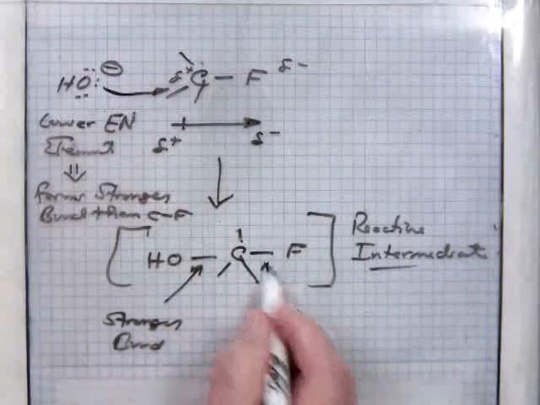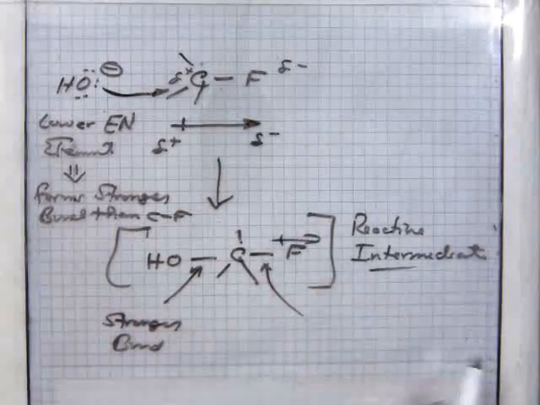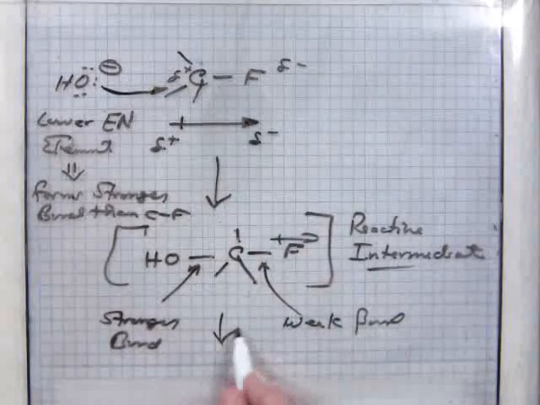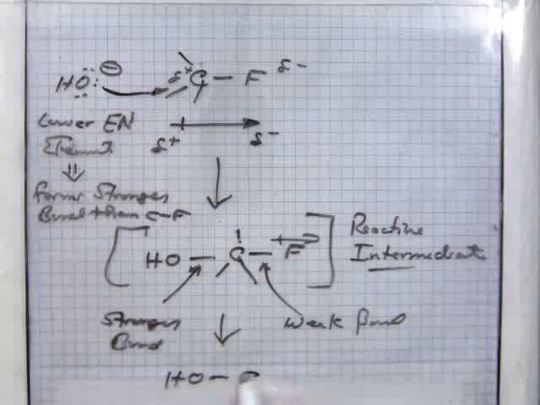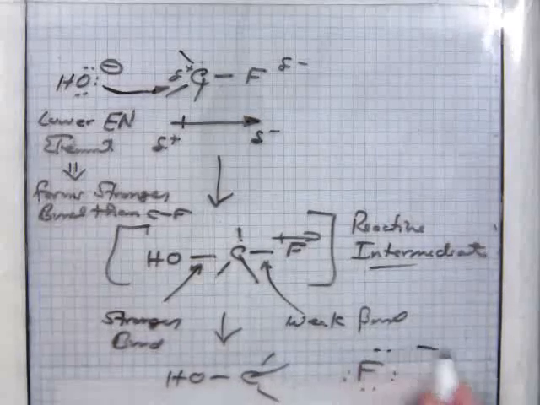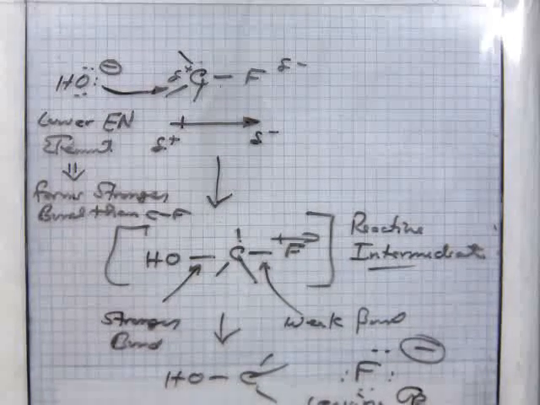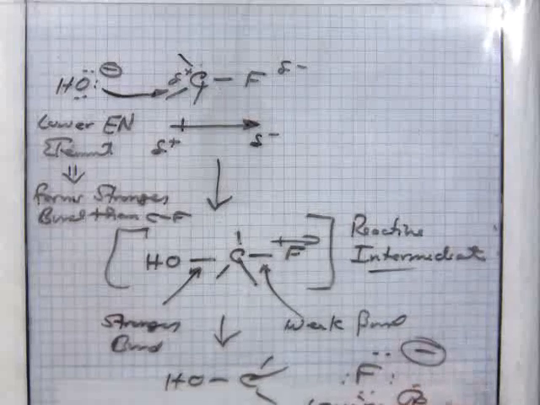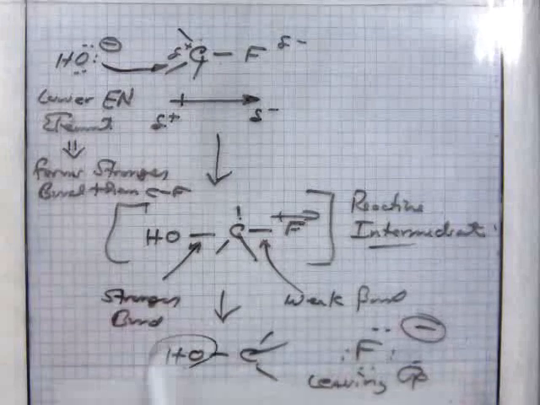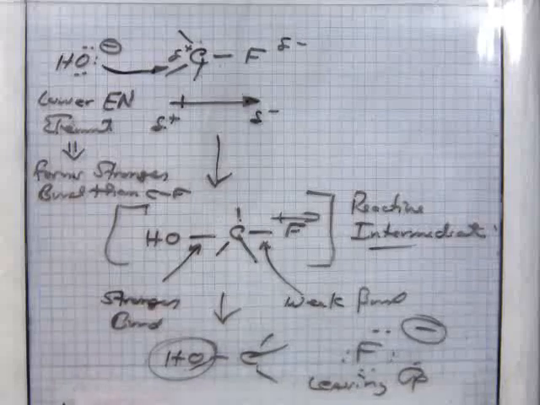And this one would be a very weak bond because of the electronegative distortion in here. And the result would be you would make a different molecule. And the fluoride would disappear, and this is called a leaving group. Now, as a generalization, low electronegative fragments will always replace high electronegative fragments.